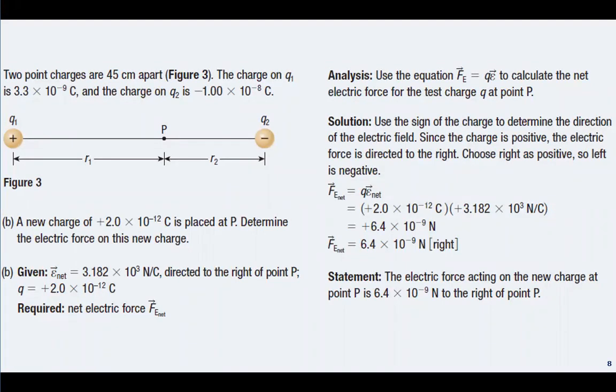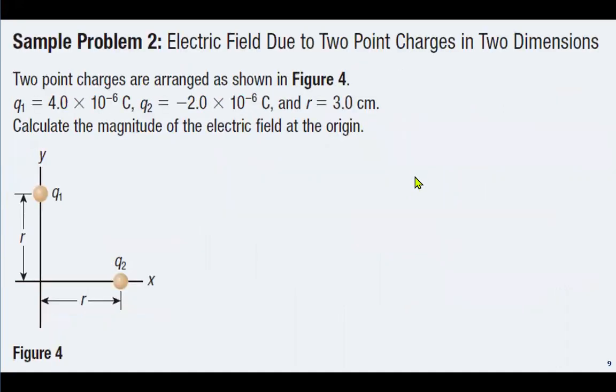All right, then let's have a look at another problem in two-dimensional space. In this question, we have 2 point charges which are arranged as shown here in figure 4. Q1 equals 4.0 times 10 to the power of -6 coulombs. Q2 equals -2.0 times 10 to the power of -6 coulombs, and R equals 3.0 centimeters. Given this configuration, can you calculate the magnitude of the electric field at the origin?